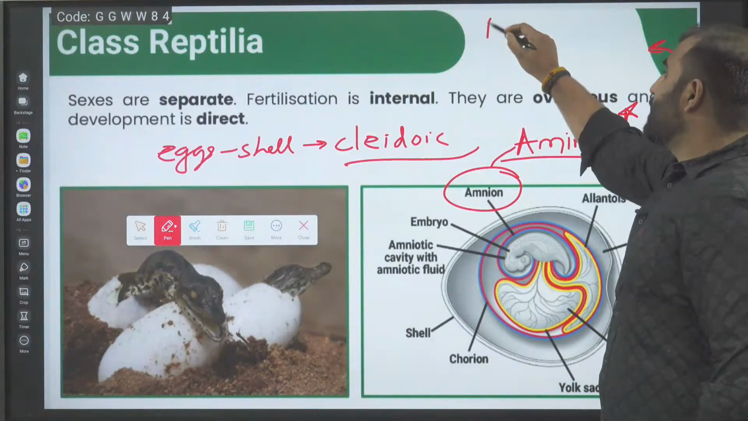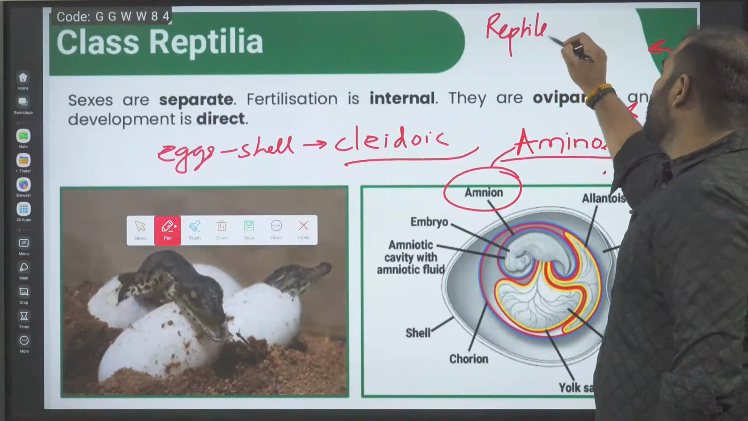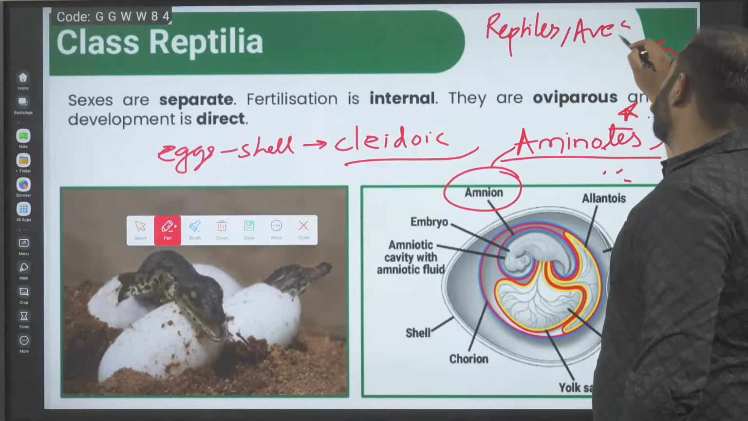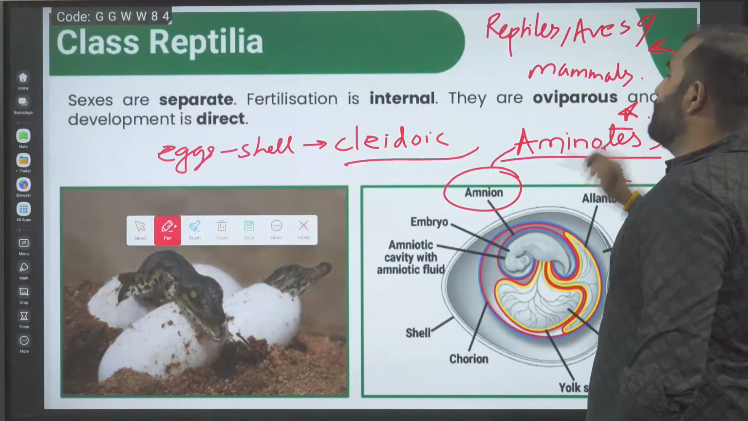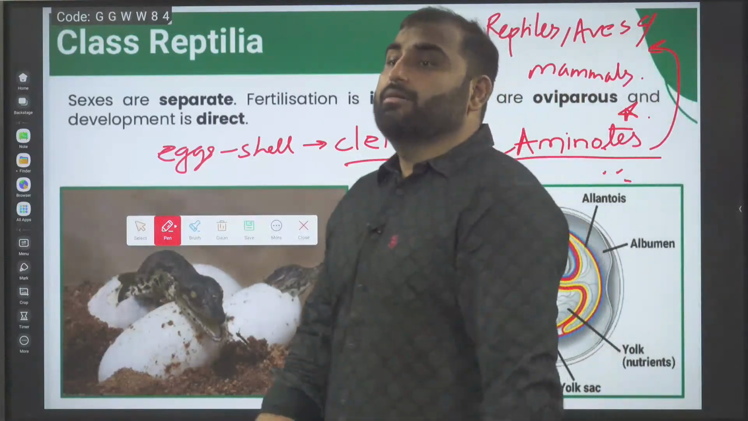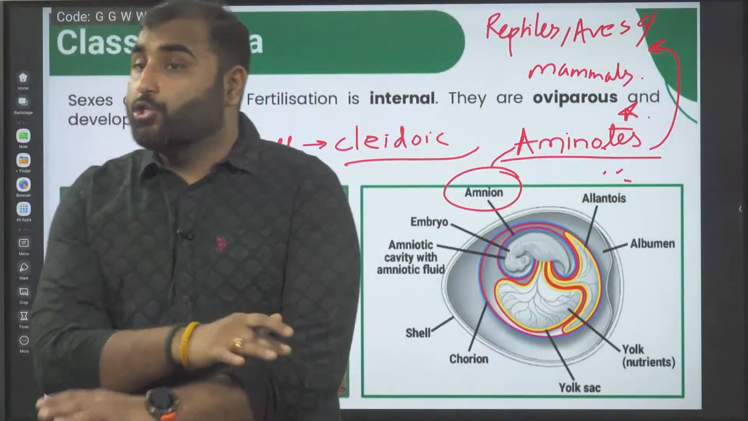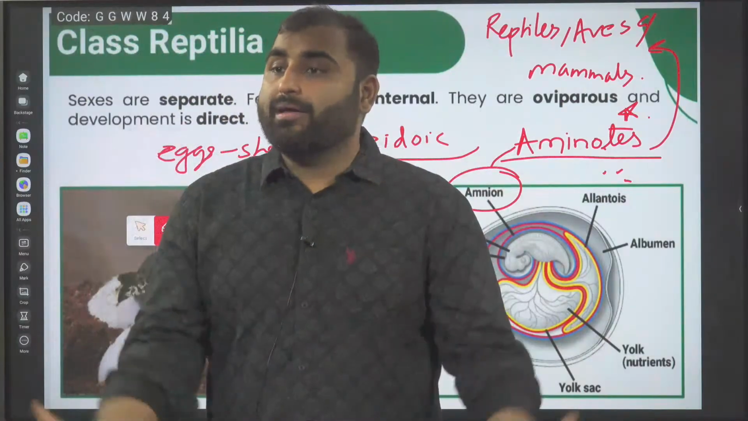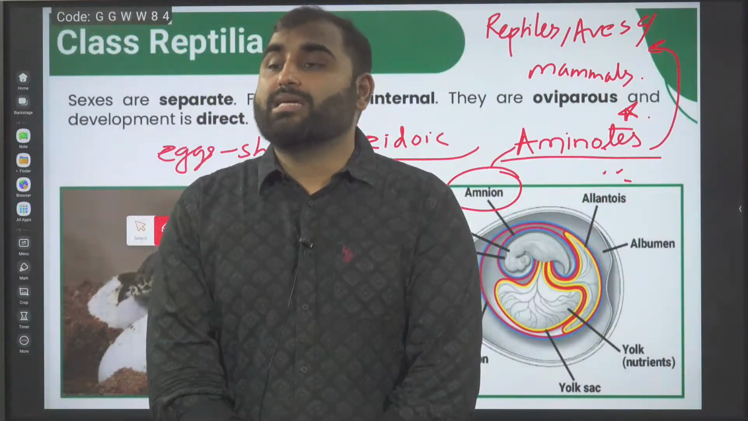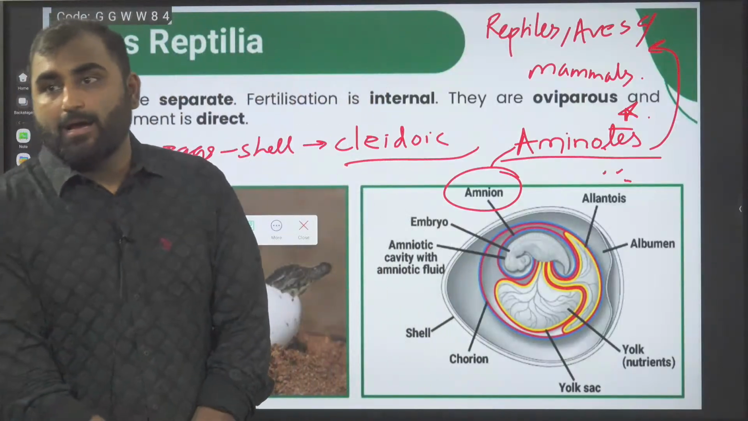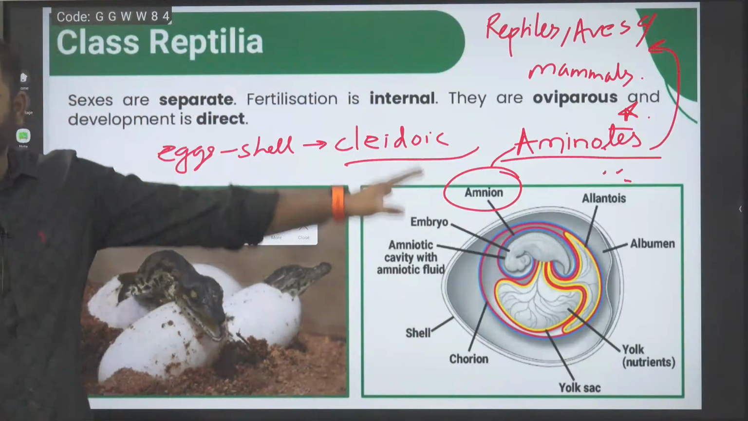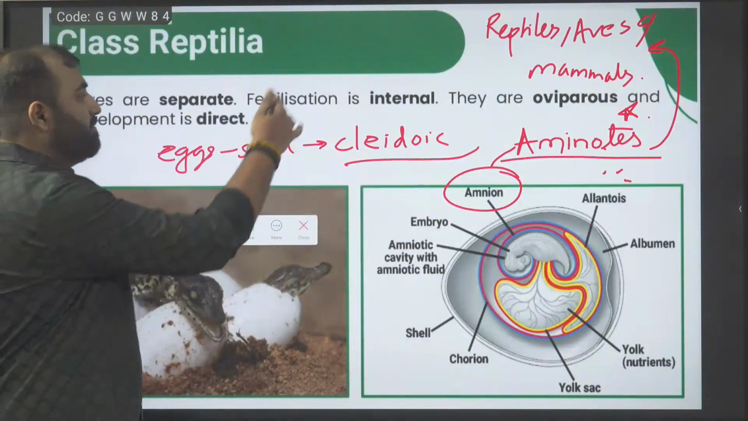So which groups are amniotes? The amniotes groups are your reptiles. You will remember, one is reptiles, then aves, and then mammals. Okay? And if I say non-amniotes, which don't make the amnion structure, then you will say amphibians and Pisces. Are we clear with this, guys? Just remember these two important words. Then the remaining points are very easy.